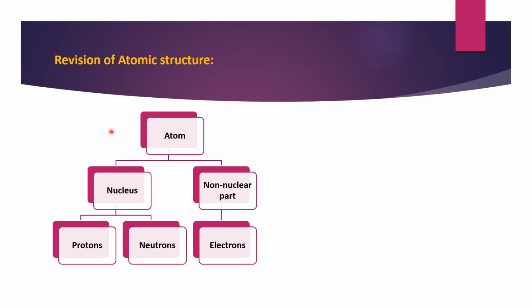Before we dive straight into the topic, we need a quick revision of the atomic structure. An atom consists of two parts, the nuclear part and the non-nuclear part. We all know that in the nucleus, the two subatomic particles named protons and neutrons are present, while in the non-nuclear part, that is other than the nucleus, we have electrons. Electrons are negative in charge and they revolve around the nucleus. In the nucleus, the protons are positively charged, and neutrons are neutral in charge.